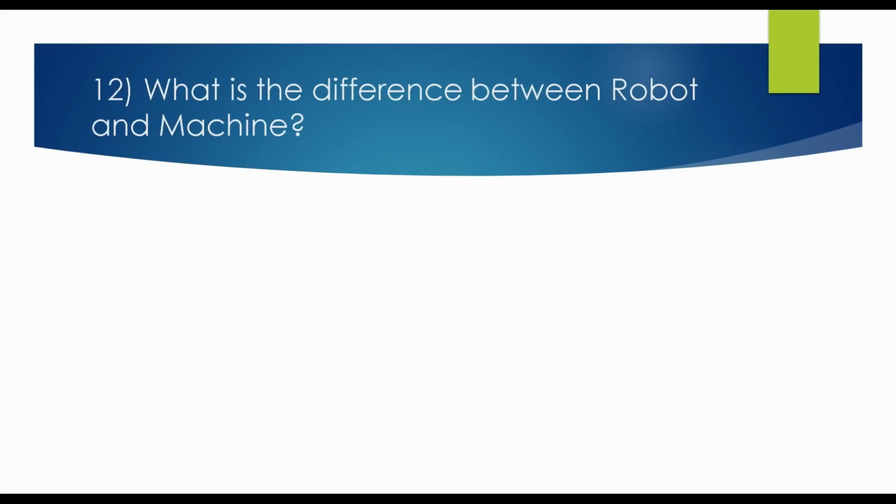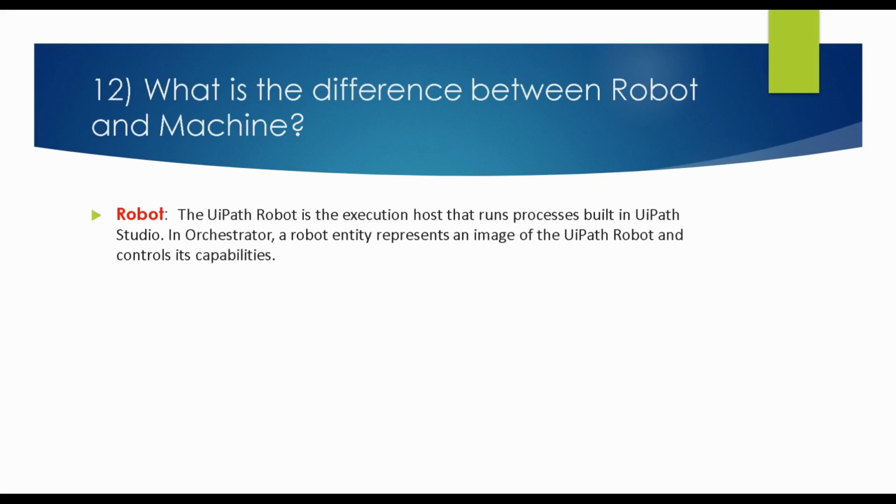What's the difference between robot and machine? The UiPath robot is an execution host that runs processes built in UiPath Studio. In Orchestrator, a robot entity represents an image of the UiPath robot and controls its capability. A robot is nothing but an entity which helps you to execute your workflow. Suppose you are creating something in your UiPath Studio and you want to execute that particular workflow, the robot will help you to do that.